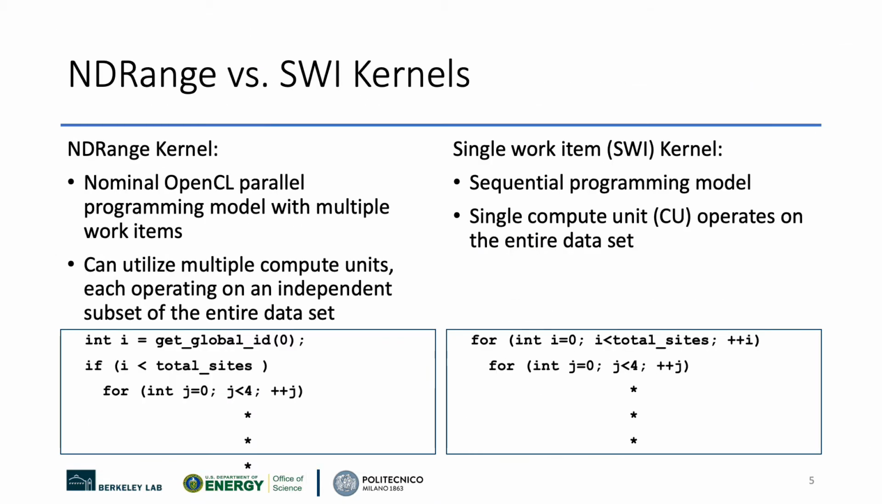In the following analysis, we will refer to NDRange and single work item versions of the kernel. NDRange is an OpenCL abstraction that partitions the work into multiple work items, which are operated on by an independent set of computational units. A single work item kernel is a single computation unit operating on the entire data set. In a NDRange kernel, the work item number is determined by an OpenCL API call, and if it's in a valid range, it operates on that work item. In the SWI kernel, there is an outside loop over all of the work items.